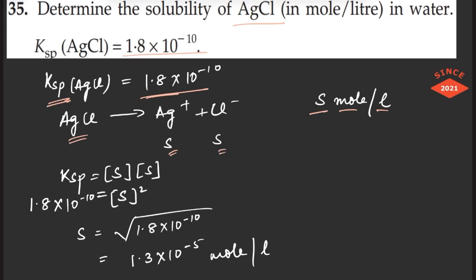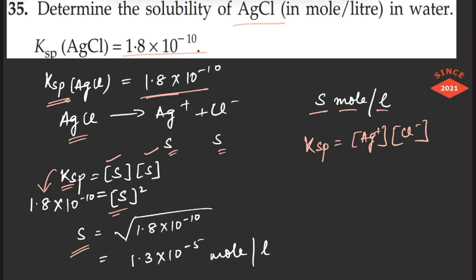So what is the solubility product? Solubility product in this case will be concentration of Ag plus ions multiplied by concentration of Cl minus ion. So the solubility product becomes S into S, which is S square. The value of solubility product given in the question is 1.8 into 10 to the power minus 10. From this, the solubility of AgCl will be square root of 1.8 into 10 to the power minus 10.